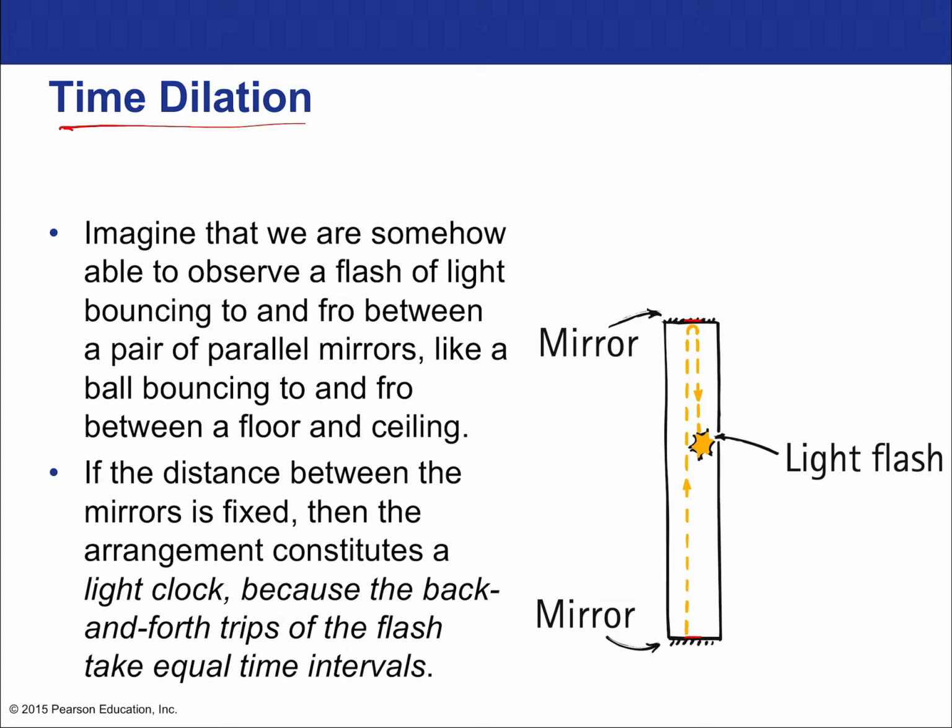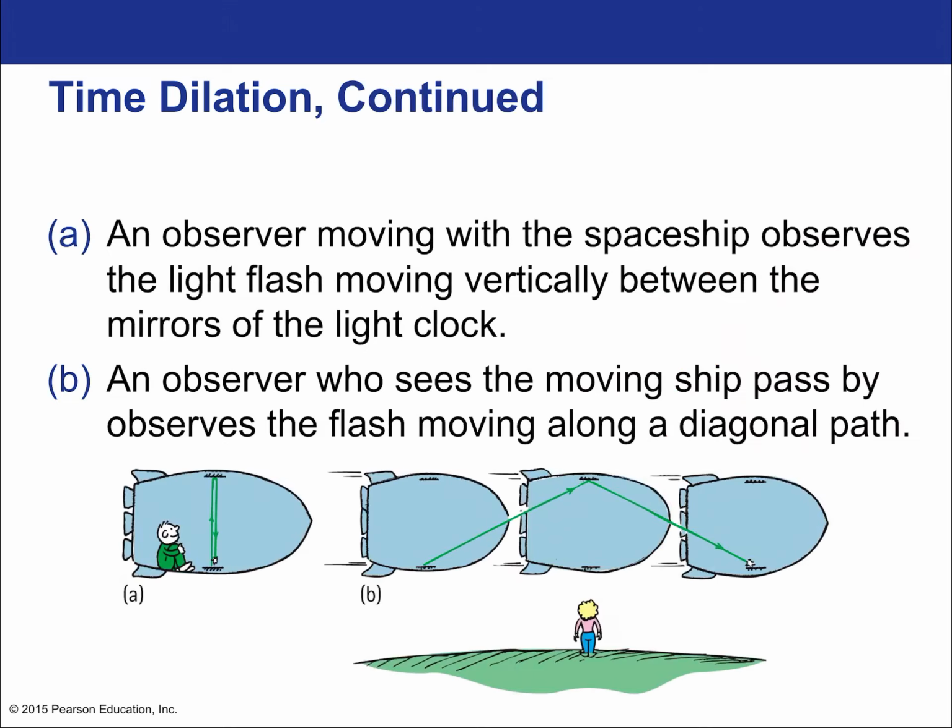Because the back and forth trips of the flash take equal time intervals, right? We'll always take the same amount of time because it's the same distance, right? Okay, makes sense, totally makes sense. And the speed of light is constant. Okay, good start, right? All right, so now let's think about how time is not the same in different reference frames. We basically have the same kind of thought experiment.